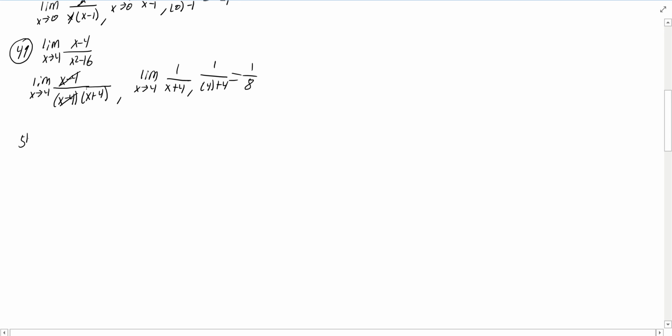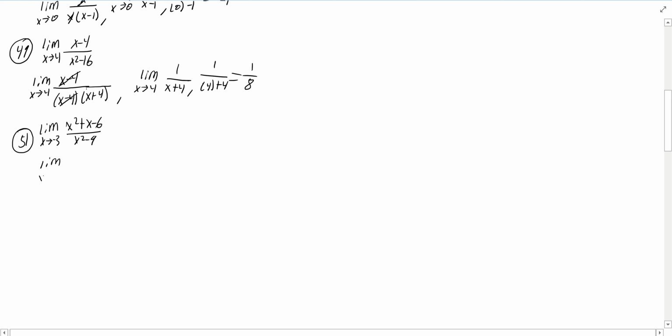Now I got 51. And 51 is a little bit trickier. We have to use a new factoring technique here, but hopefully it shouldn't be too bad. So we have the limit in this case as x goes to negative 3 of x squared plus x minus 6 all over x squared minus 9. So what we're going to do in this case is we're going to do some factoring, but for the first time we're going to be factoring both our numerator and our denominator.